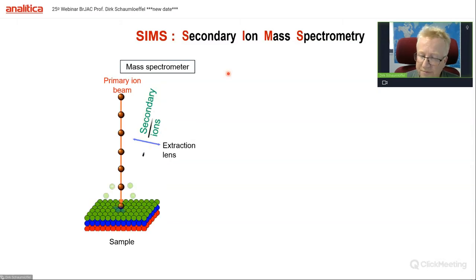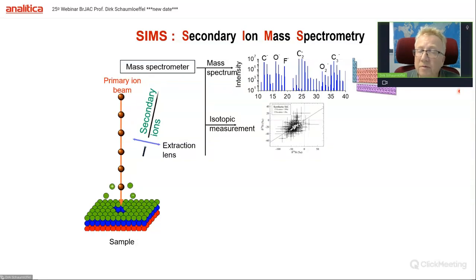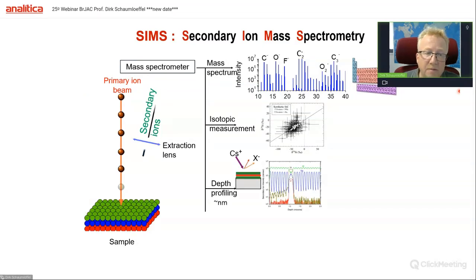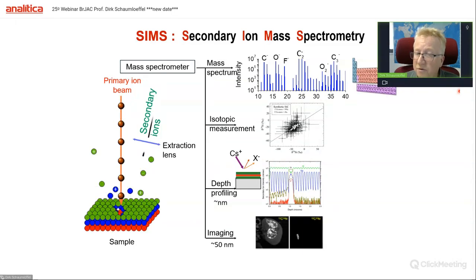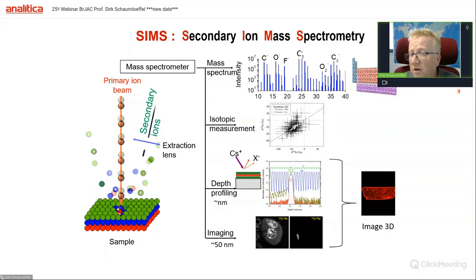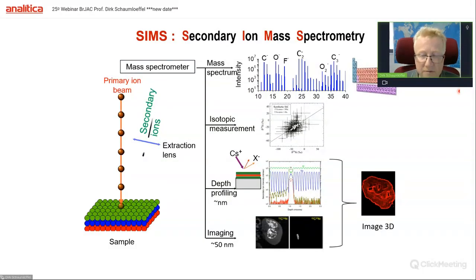And what we can do by that: we can simply record a mass spectrum of the atomic ions and the cluster ions. We can do isotopic ratio measurements. We can do depth profiling by bombarding a surface always on the same spot. We can go deeper and deeper in the material and have a kind of depth profiling. And we can scan the surface and have an image. So we are in imaging. And we can even combine depth profiling and imaging, and have access to three-dimensional images in a specific range, but we can create three-dimensional images.